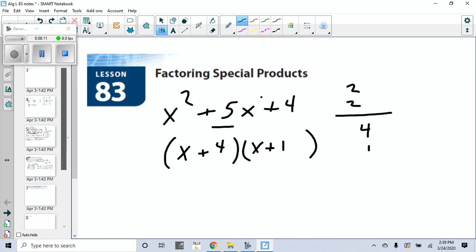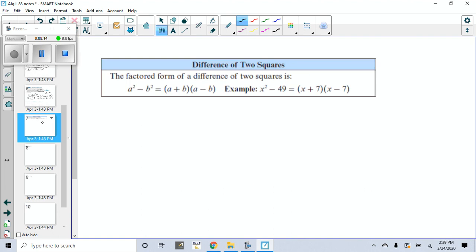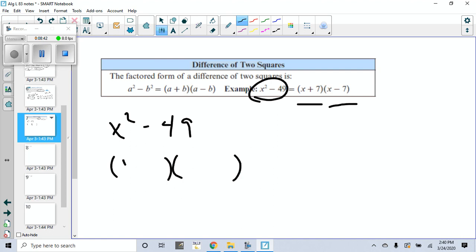The other special product that we're going to talk about today is a difference of two squares. How that results is if you end up having two binomials that are identical, but one has an addition sign and one has a subtraction sign. One situation where that would occur is like x squared minus 49. When you factor x squared minus 49, you'd get x plus 7 and x minus 7.